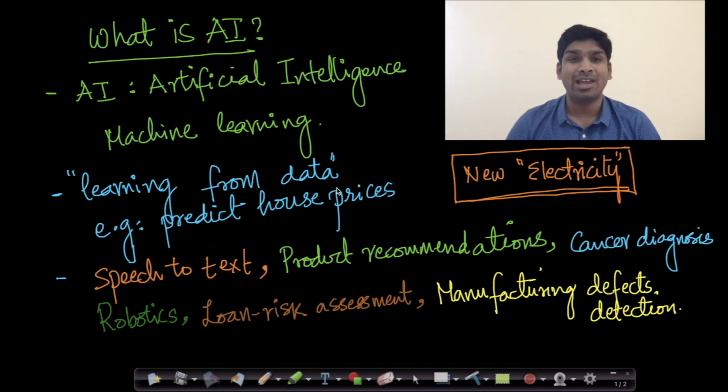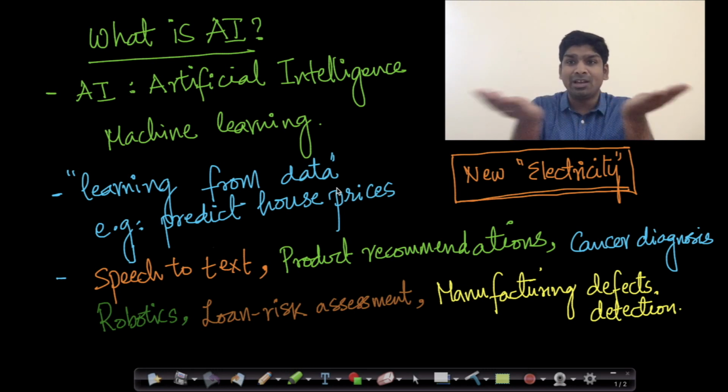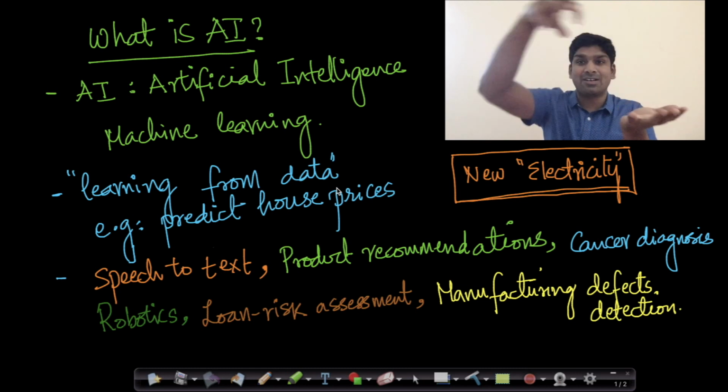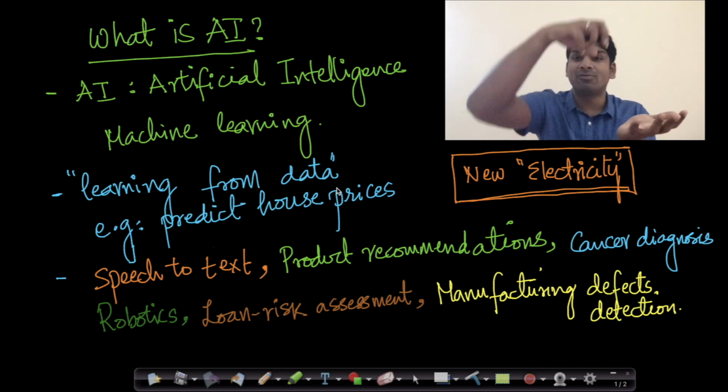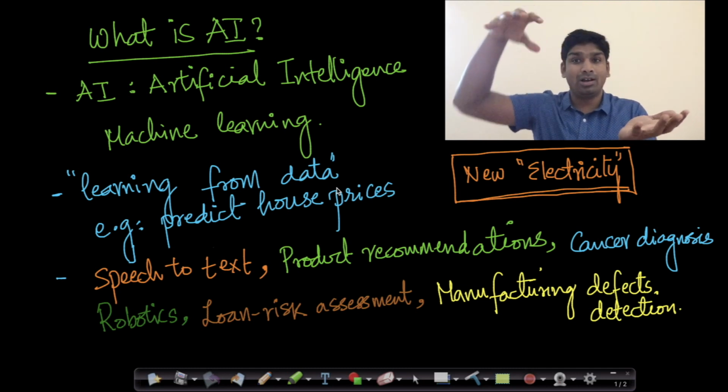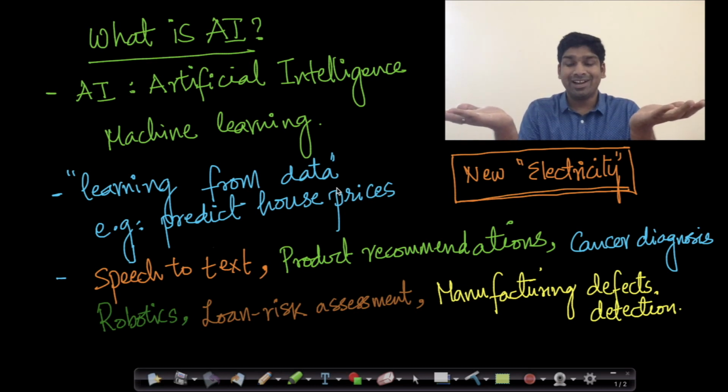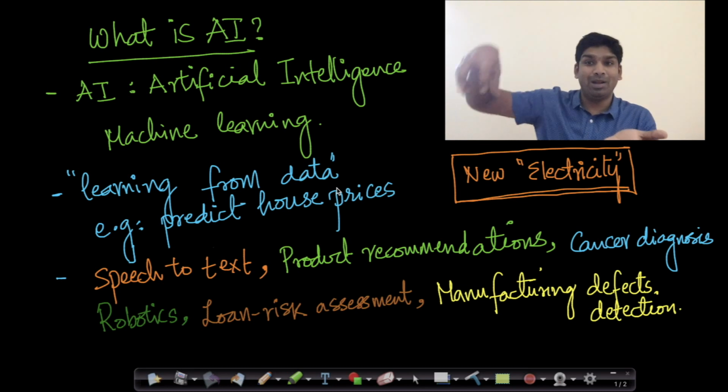Some people have called AI the new electricity. In the early 20th century, when electricity became popular, a lot of new appliances came into existence. Electricity was an enabling layer on top of which great stuff was built, everything from your light bulb to your washing machine to your television and radio and other stuff, right?